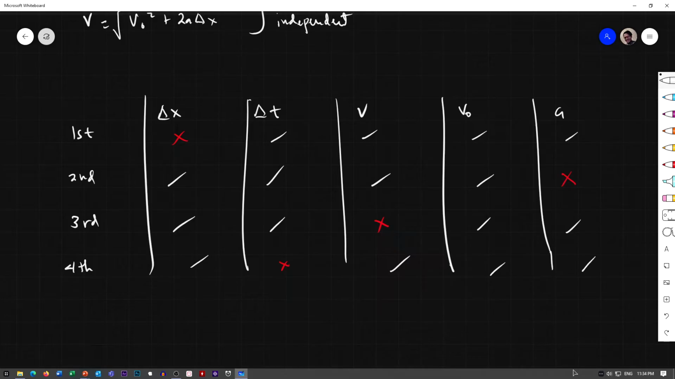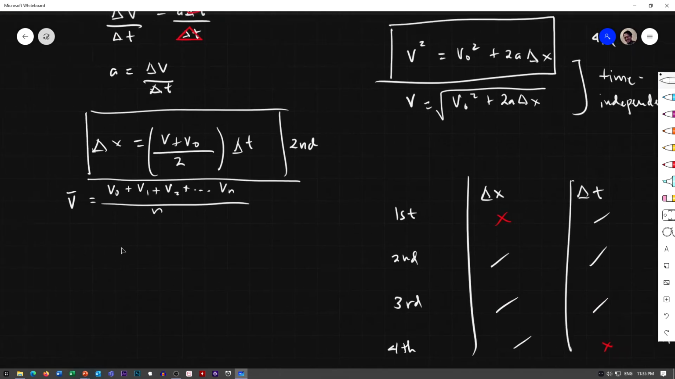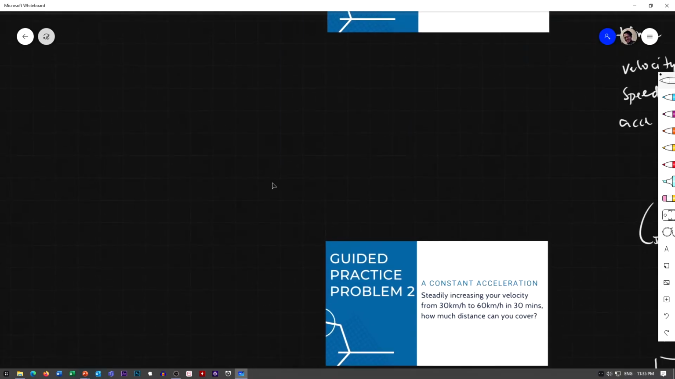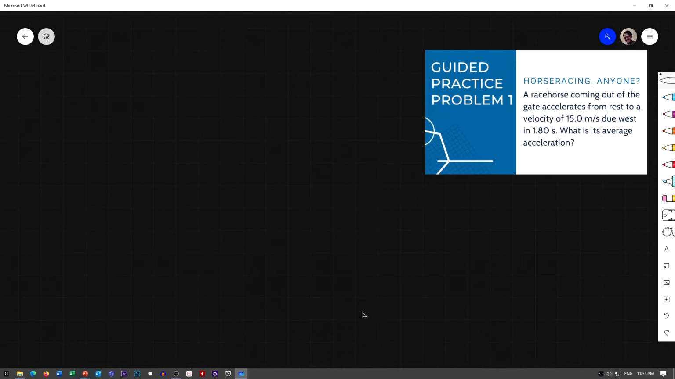Okay, so sir, how are we going to use the table? This will be very handy when you're doing the problem solving, which I will be showing now. So here's our first problem. A racehorse coming out of the gate accelerates from rest to a velocity of 15 meters per second due west in 1.8 seconds. What is its average acceleration?